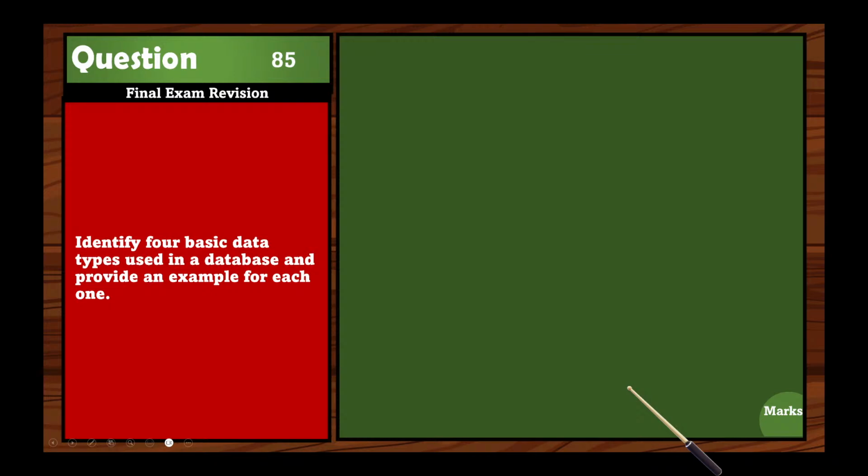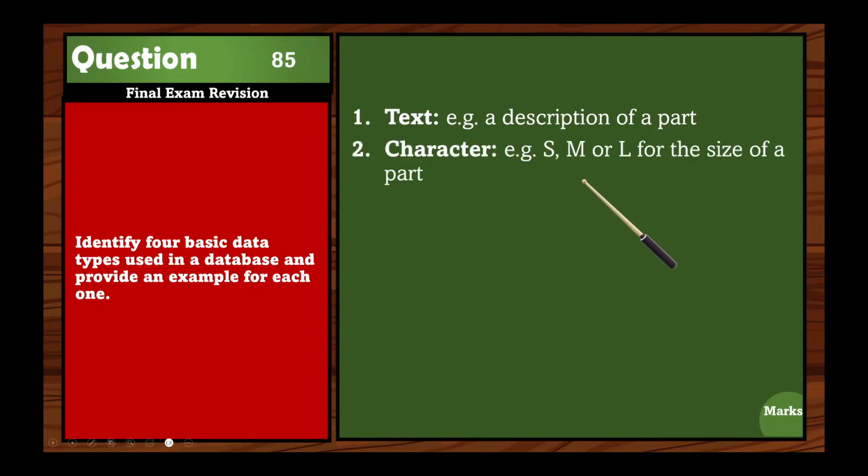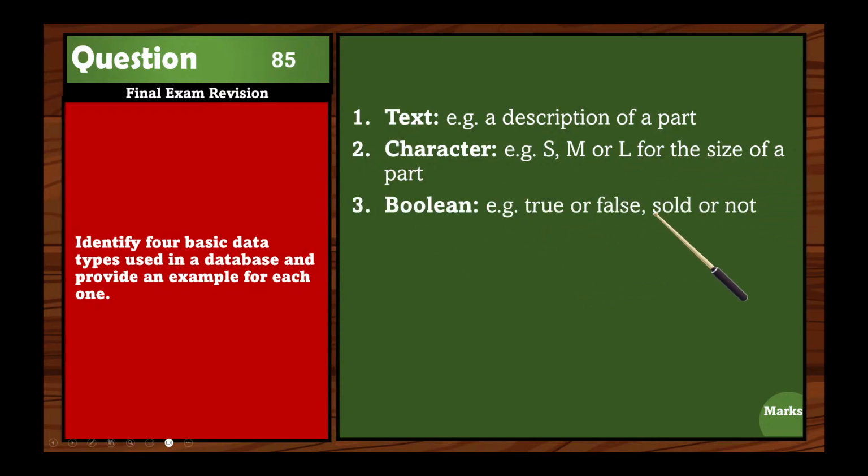Let's see the last question. Identify 4 basic data types used in databases and provide an example for each one. So what are the basic data types used in databases? The first one is text or alphanumeric. An example is the description of a part. Anything that you write in double quotations is text. Then character, for example, a single S, M, or L for the size of a part, or any single letter. Then you have a Boolean, which is a true or false value.